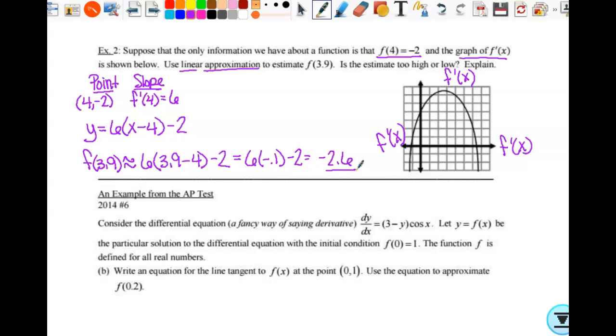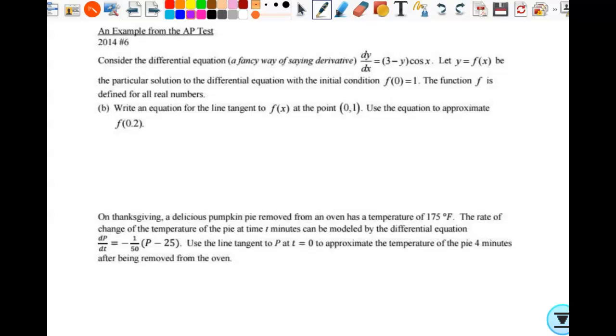All right, let's at least start this one here. So we're going to consider the differential equation. That's just a fancy way of saying the derivative. So I have the derivative is equal to 3 minus y times the cosine of x. We let y equal f of x be the particular solution to the differential equation with the initial condition of f of 0 equals 1. The function f is defined for all real numbers. So we want to write an equation for the line tangent to f of x at the point 0, 1. And we're going to use the equation to approximate this.